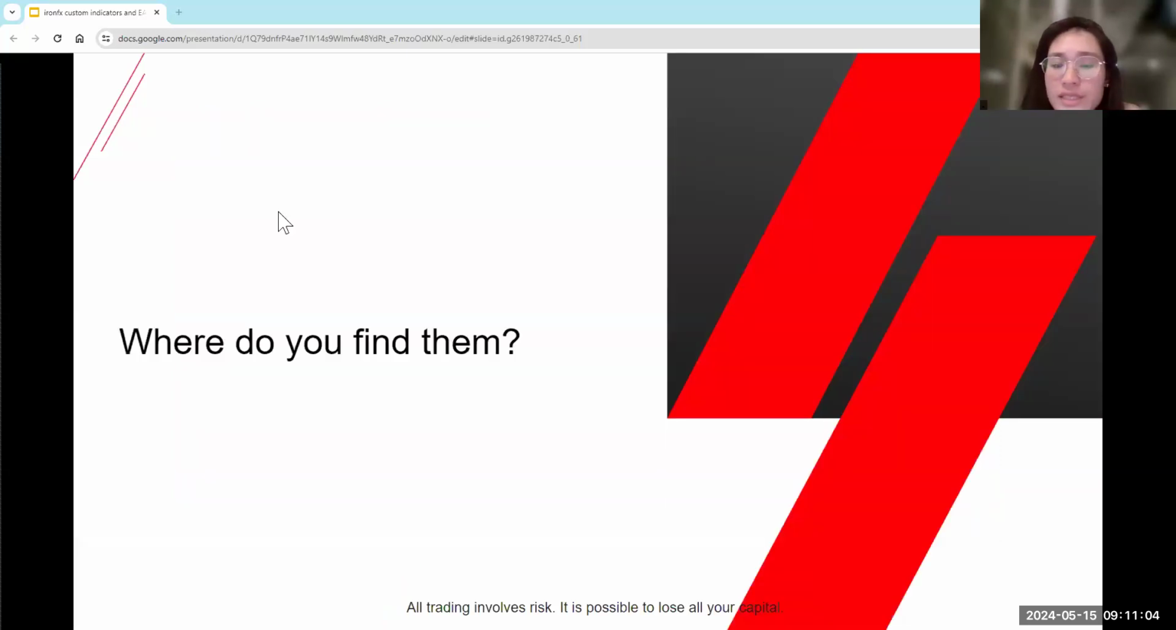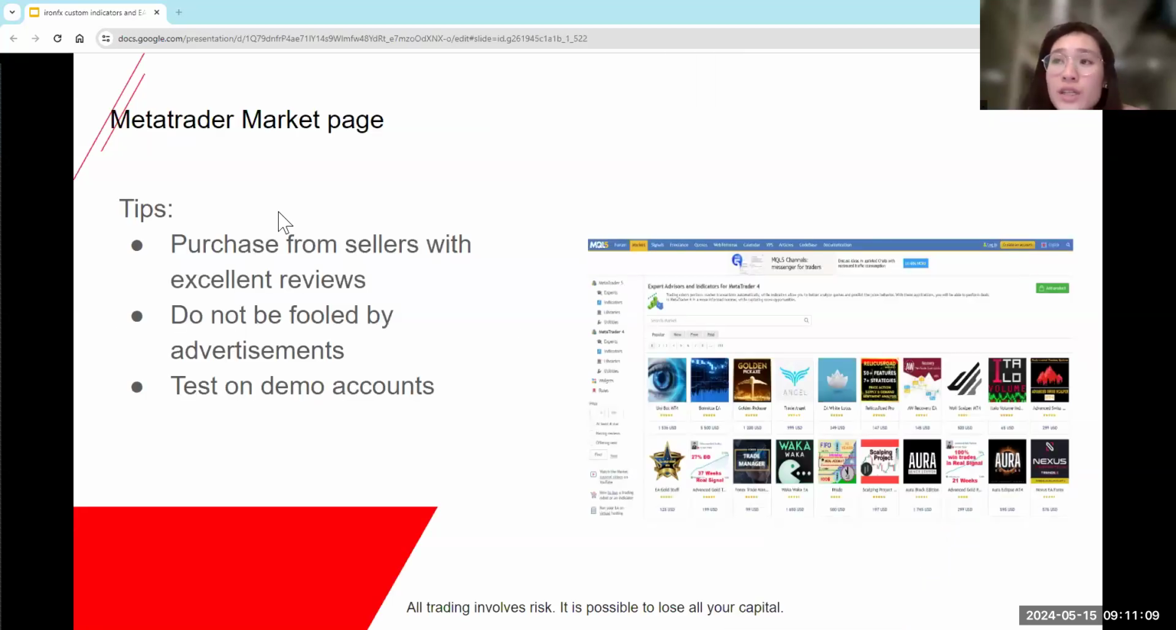So where do you find these EAs and custom indicators? You can find them on your MetaTrader market page. Some tips are to purchase from sellers with excellent reviews and to be careful of any advertisements and to test these on demo accounts so that they don't affect your capital.